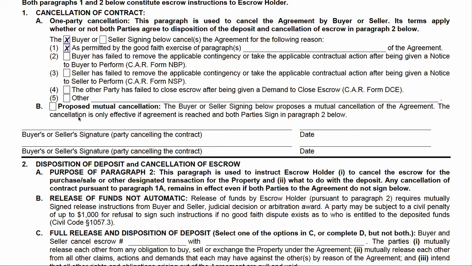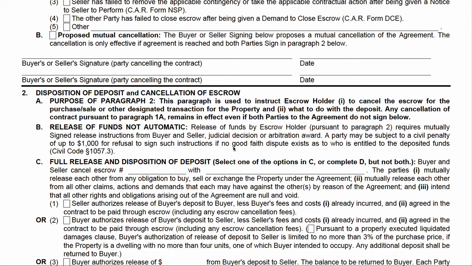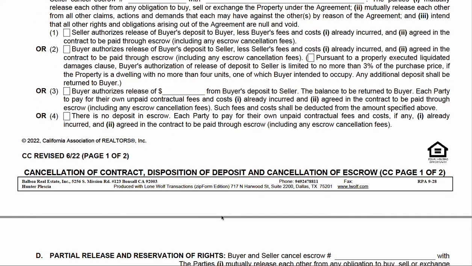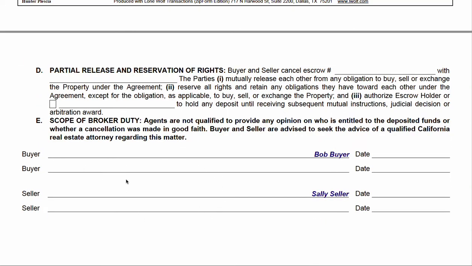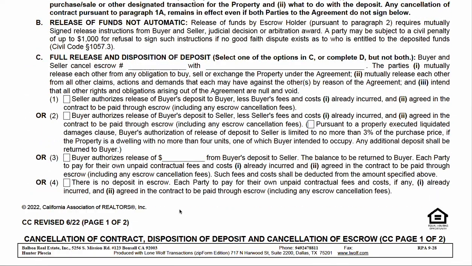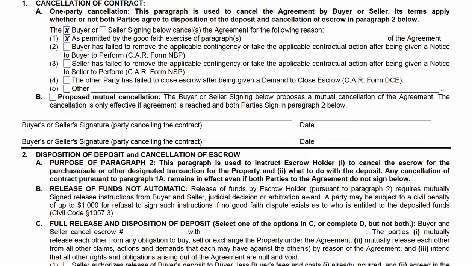Now, they have this second box, propose mutual cancellation, which I would say would be used if one of these doesn't apply. But that would require a second set of signatures. It kind of creates a problem. And what CAR's done to solve the problem it creates is incorporate the second half saying, hey, if both parties signed the release of deposit, then it means they're also agreeing to the mutual cancellation.